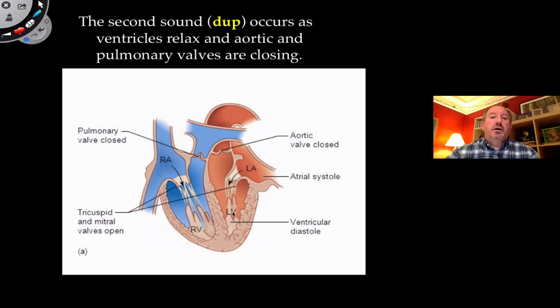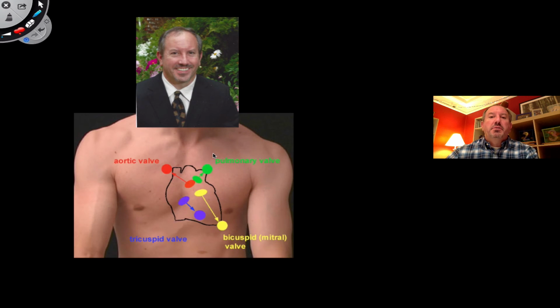When the ventricles are relaxing, the atria are contracting, and so that means the blood's flowing past the AV valves into the ventricles, and so the semilunar valves, both pulmonary and aortic, close, dub. So it's lub-dub, lub-dub, lub-dub. So it's pretty cool.